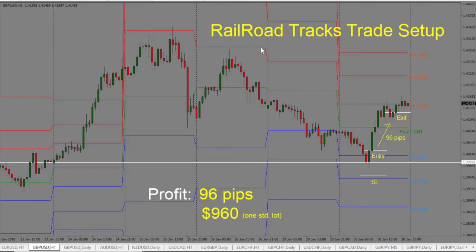So just to recap, a RailRoad tracks trade setup is where one candle goes in one direction and the second candle goes in the opposite direction of the previous candle. So basically the two candlesticks will look like the railway tracks. Once we see this bullish candle here, we can enter our trade long. Stop would go below the pin here and we stay with the trade for as long as price is moving higher. Once price starts to go sideways, it's time for us to exit the trade. From entry to exit here, we get 96 pips in the trade. So our profit is 96 pips or $960 if trading one standard lot.